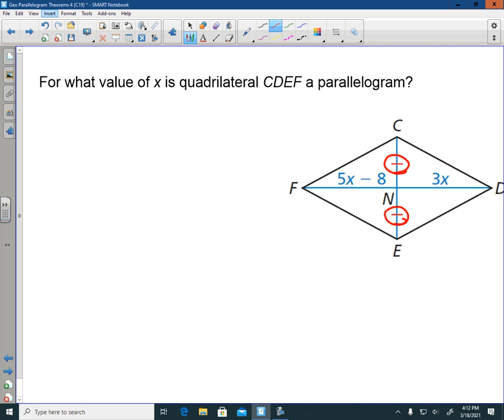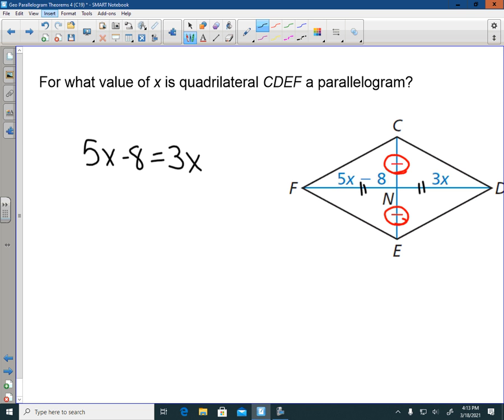In order for this to be a parallelogram, we would need to know that FN is the same distance. FN is congruent to ND, which would mean that whatever value of x made those two pieces equal would make that whole thing a parallelogram. So why don't we find out what that would be? If we took 5x minus 8 and we said, well, we want this to be equal to 3x, then we can solve for the x value that makes that happen.